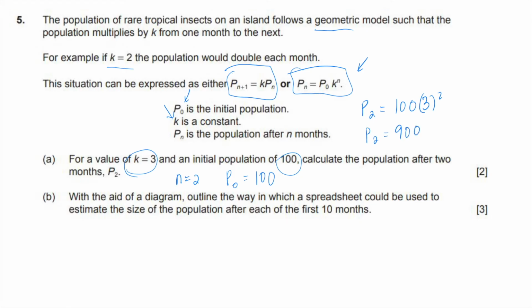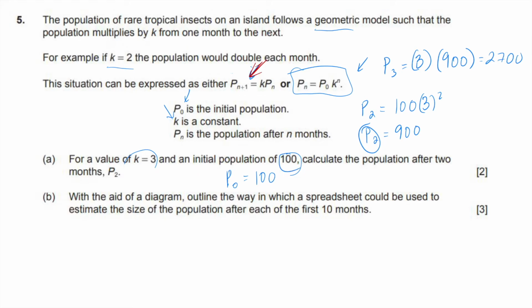On the other hand, if we wanted to use this formula, actually this formula would be a little bit different. We could use this to find the next value. So if we have P2 already and we wanted to find P3, we could just say P3 equals k, which is 3, times Pn, or P2. And that's 900, and that's going to give us 2700. So we can use either of them, but I think there are different use cases.